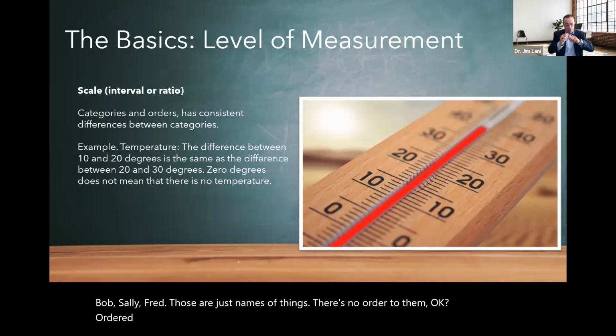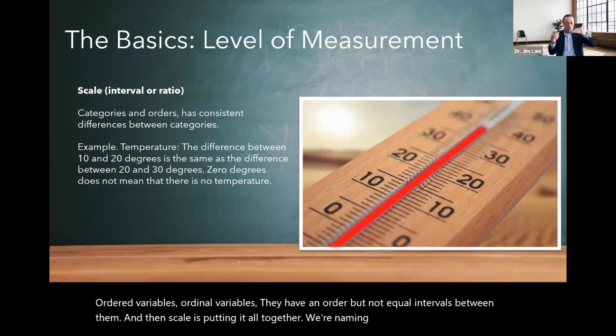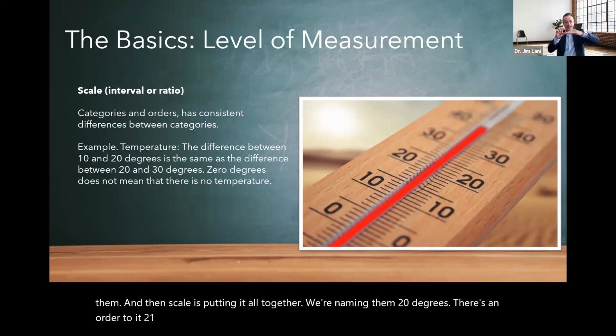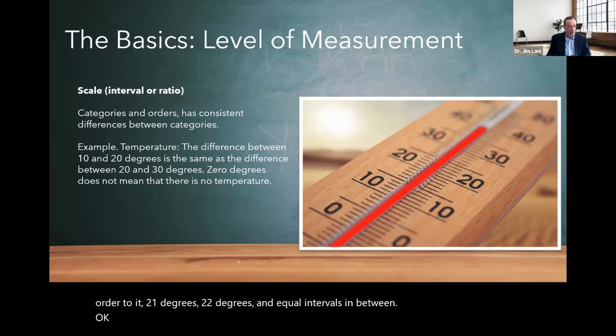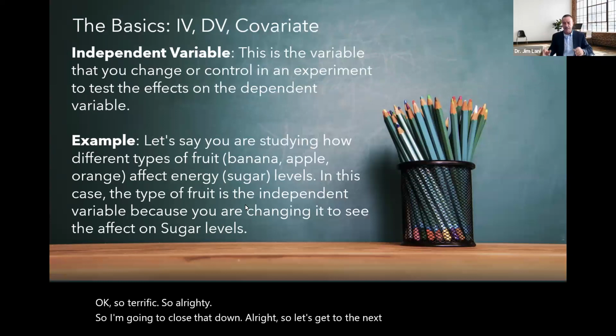Ordered variables or ordinal variables, they have an order, but not equal intervals between them. And then scale is putting it all together. We're naming them 20 degrees. There's an order to it, 21 degrees, 22 degrees, and equal intervals in between. Okay, so terrific. So, all righty. So I'm going to close that down. All right, so let's get to the next kind of basic things.